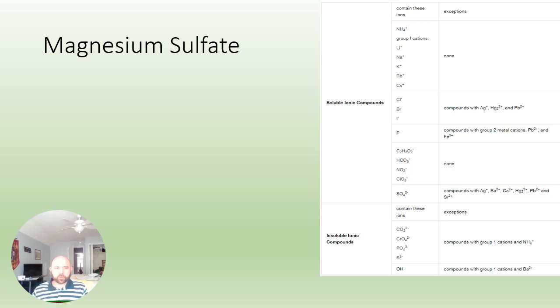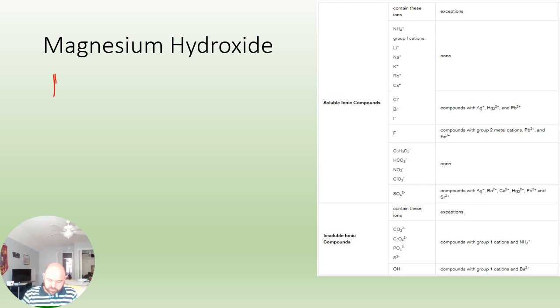Here's our next example, magnesium sulfate, which would have the formula MgSO4. Magnesium is a 2+ ion, sulfate is a 2- ion, so when they are compounded together, you need one of each to balance the charges. MgSO4.